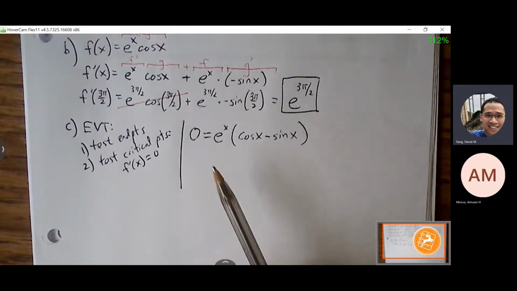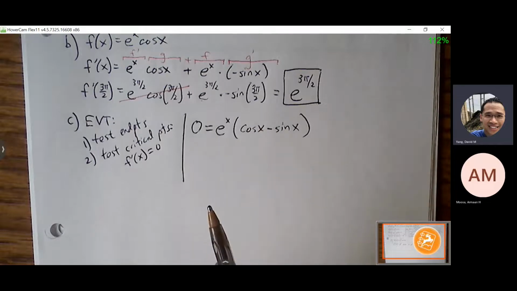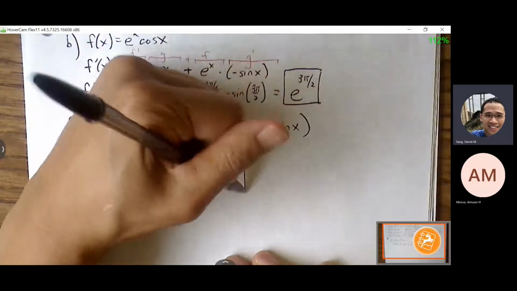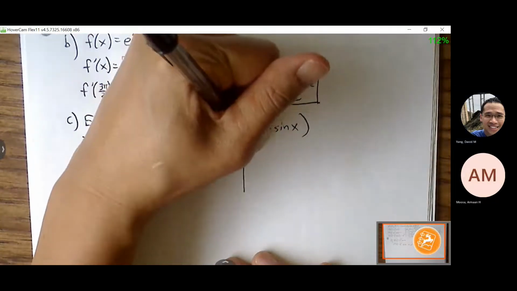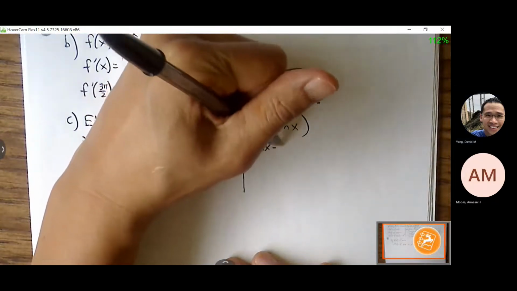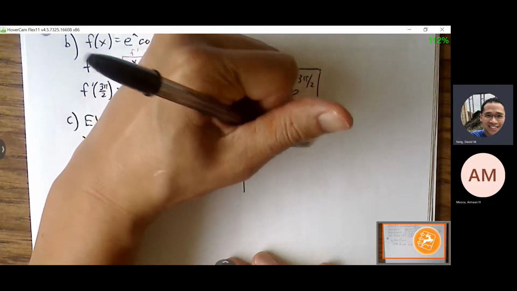Okay, so I have two parts. In factored form, I can set the e to the x equal to 0, and I can set the cosine minus sine equal to 0, and see if I can find any critical points from these variables.